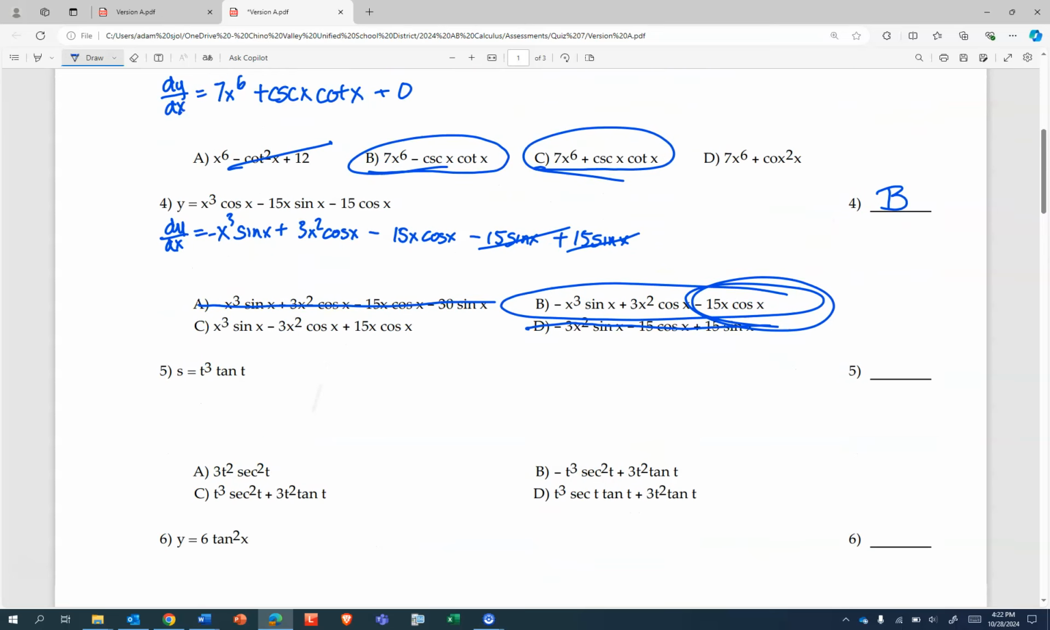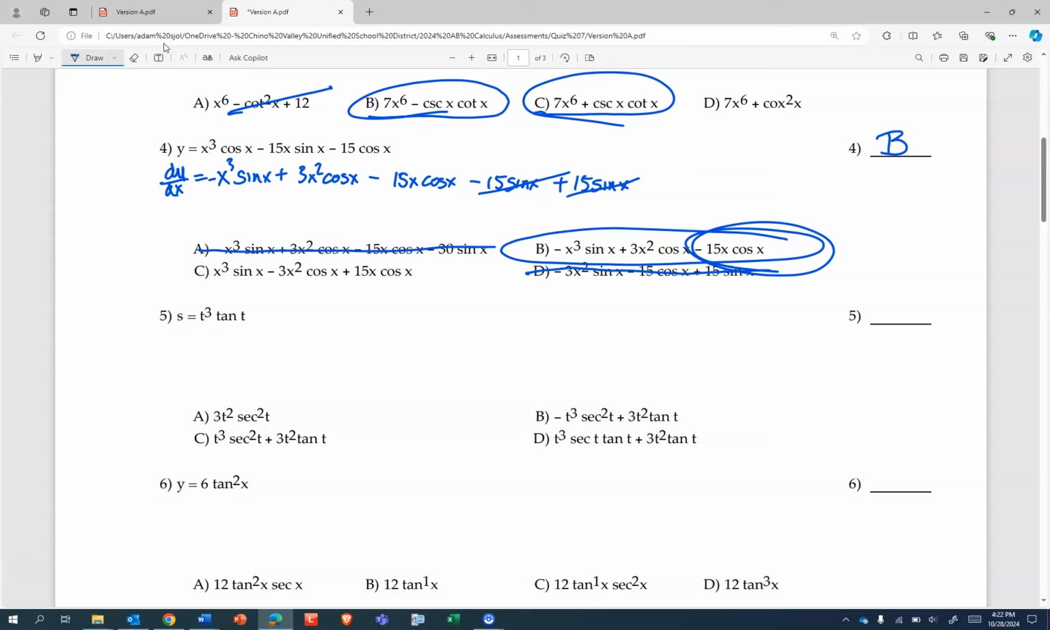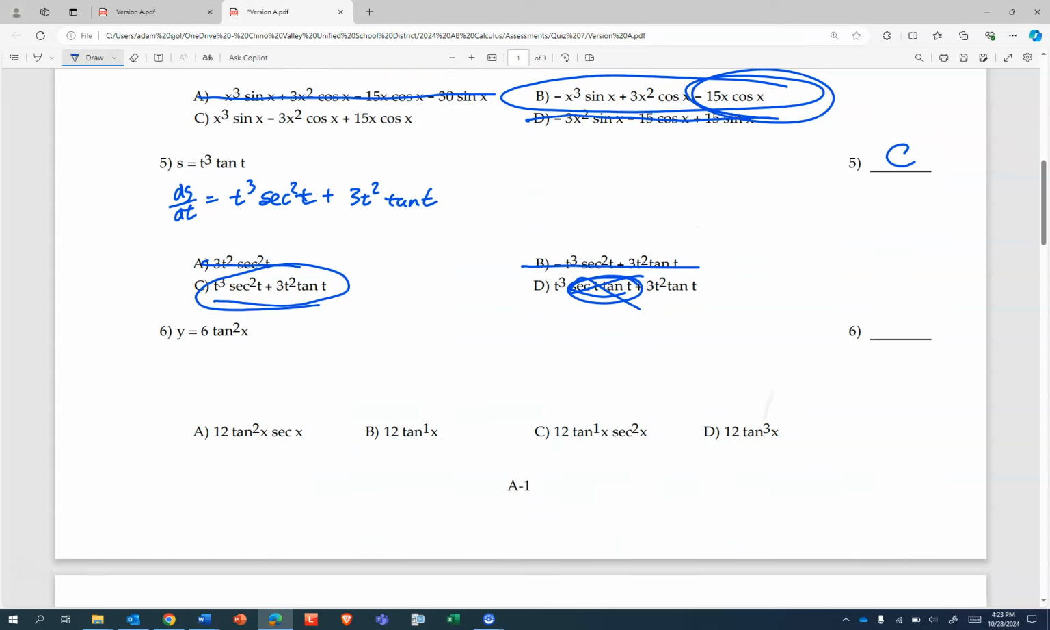Notice this says dy dx, but apparently we didn't care about that stuff back when I got this software. So product rule again. Secant squared t plus 3t squared tangent. So we need an addition, and everything's positive. So t cubed secant squared, 3t squared tangent. T cubed secant tangent means this one's wrong. Okay.